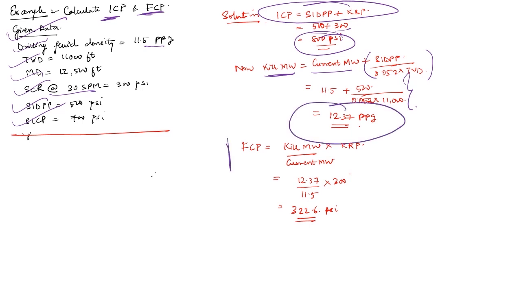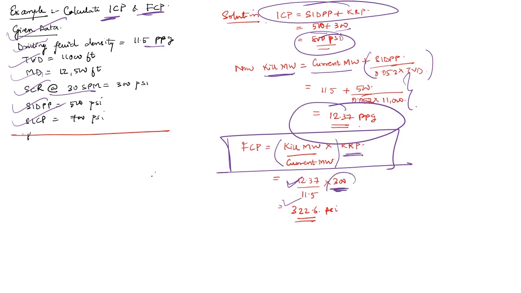Now to find out the final circulating pressure, we know the formula that FCP would be equal to the kill mud weight divided by current mud weight into the kill rate pressure. The kill mud weight we found is 12.37 and my current mud weight is 11.5, into 300, which is my kill rate pressure. My FCP would be 322.6 psi. Again, a very simple numerical, but we have to remember this ICP, kill mud weight and FCP formula. Let's move further.